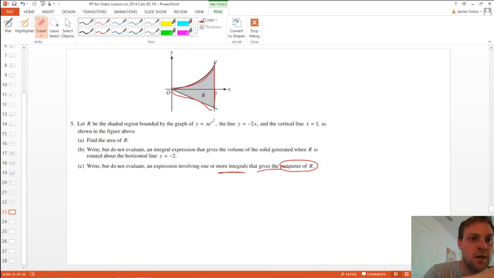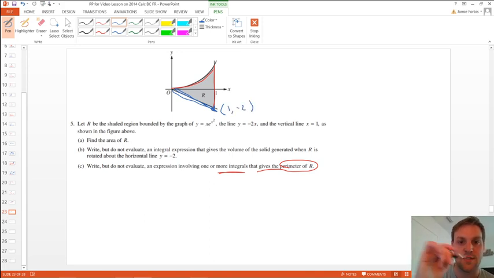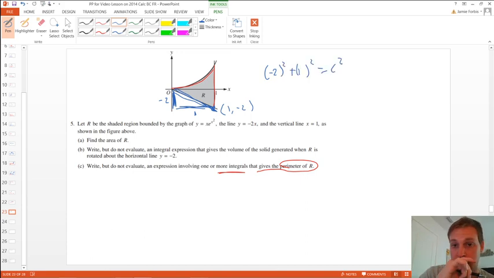Like for instance, let's do this slanted line right here, -2x. How long is that line right there? Well, if you remember from part A, this point right here is at 1, -2, which is definitely not drawn to scale. So that means the height is -2, the length is 1 right here. So if I simply do Pythagorean theorem, -2 squared plus 1 squared equals c squared, that ends up giving you the square root of 5. So the length of that slanted line is the square root of 5, plus.